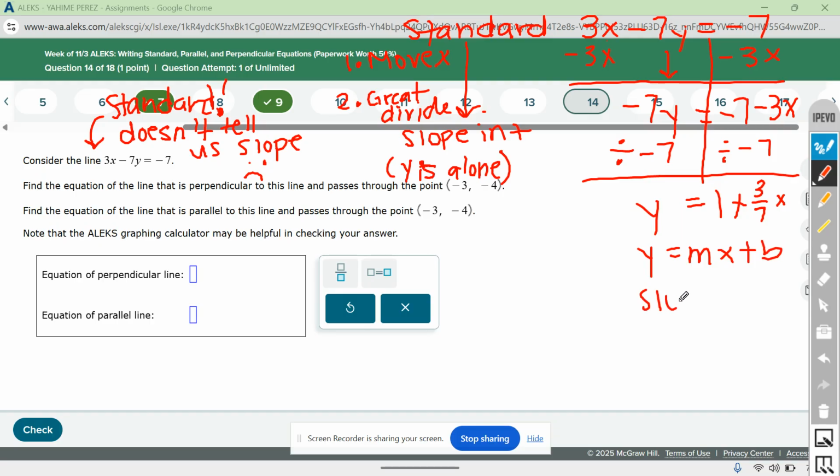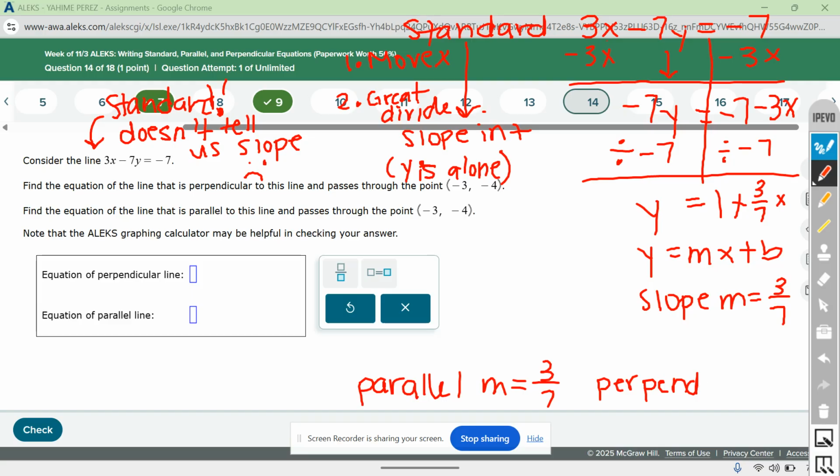So our slope here is 3 over 7. Our parallel slope would be 3 over 7. Our perpendicular slope would be negative 7 over 3. We give it opposite sign, then we flip it.